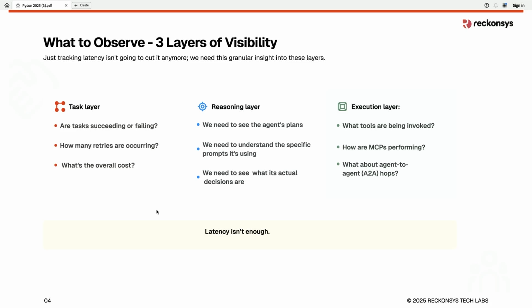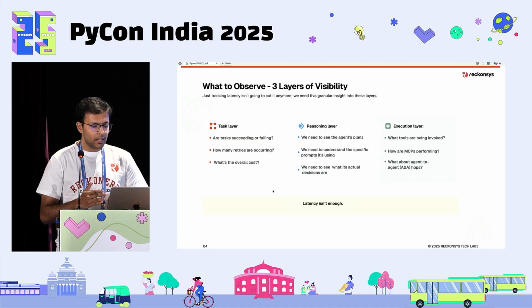How many tokens are involved per call? What is the prompt size that you're using? How do you optimize that, to see the n number of tokens being used for a particular call? Then comes the reasoning layer.